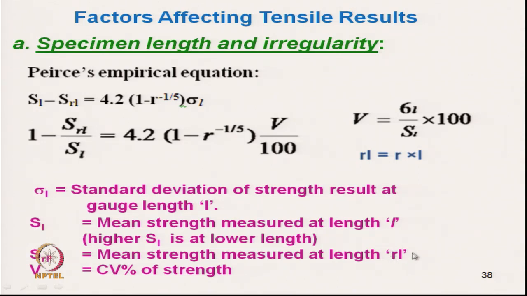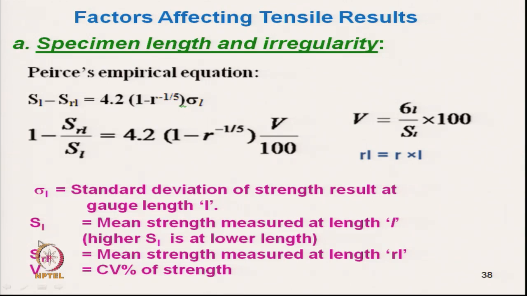What is RL? That is R times L. Suppose L is 10 centimeters. So, if RL is 20, R will be 2, so 2 times 10. SL is the strength at 10 centimeter gauge length. At 20 centimeter gauge length, the strength will be SRL, where the R value is 2.